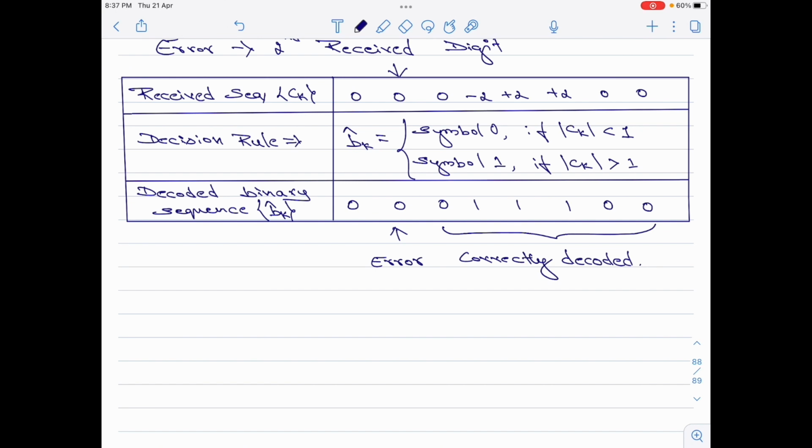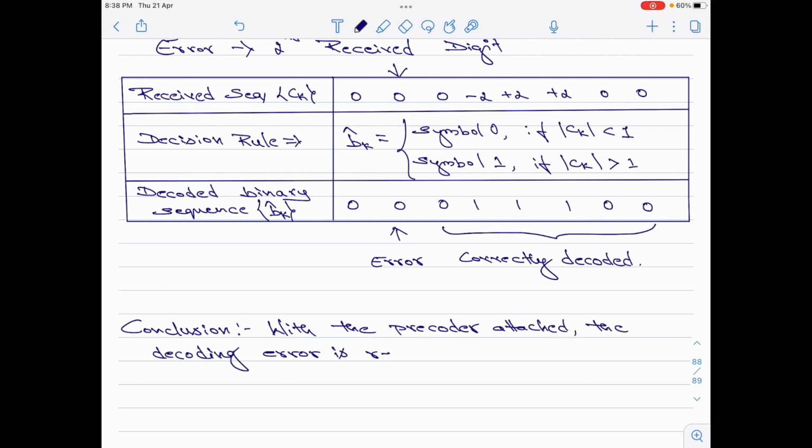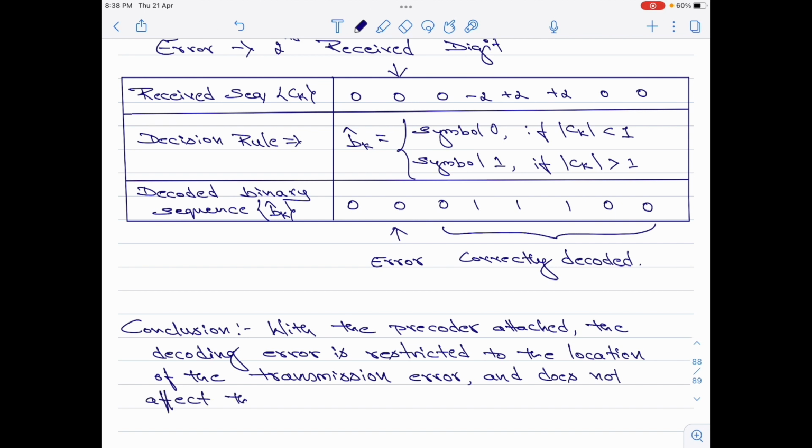Therefore, the conclusion now should be, with the precoder attached, the decoding error is restricted to the location of the transmission error and does not affect the decoding of the remaining bits. Right, that is the solution for this numerical.